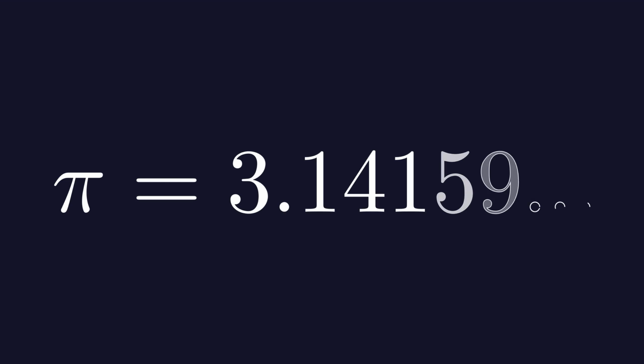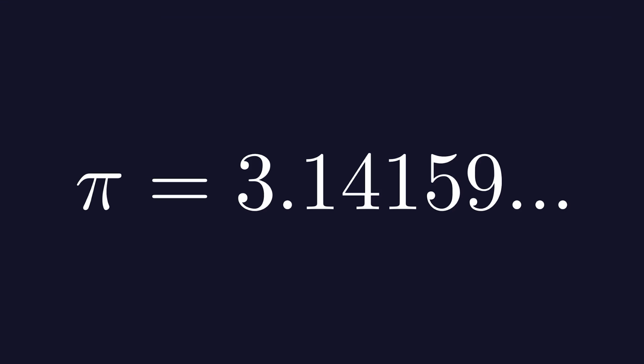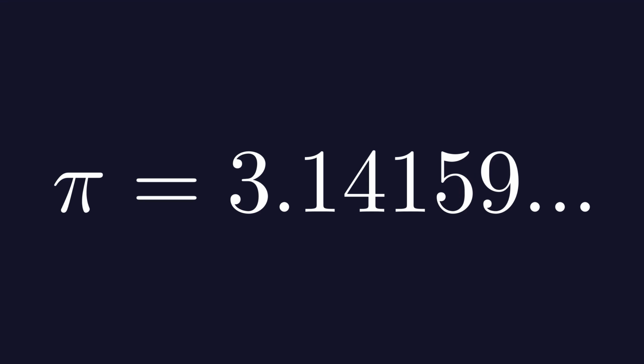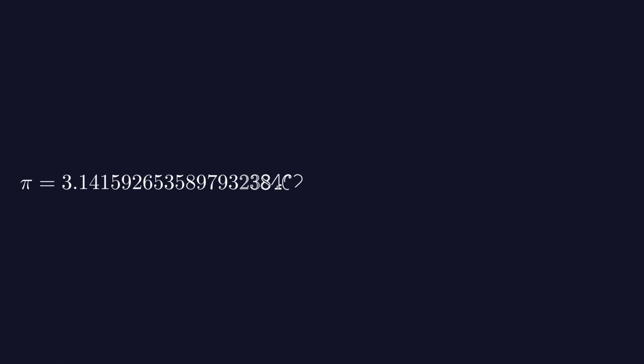Pi is an irrational number equal to 3.14159 and so on. Its decimal representation seems to be random, so every digit should have an equal chance of appearing, but interestingly, there isn't a single 0 in pi until the 32nd decimal place.